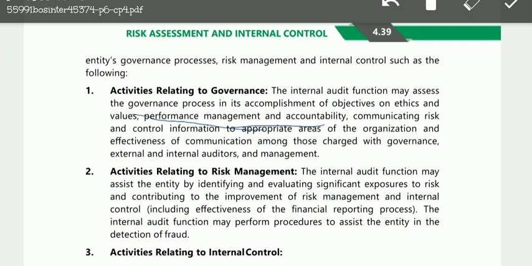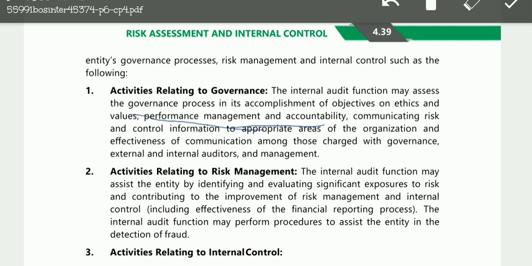Second thing you can check is communicating risk and control information to appropriate areas of the organization. In each and every area of the organization, there should be proper communication, and there should not be a communication gap. Everyone should communicate about the controls and risk. There should be a proper flow of information in the particular areas, and all the areas should be aware of their risk and controls.